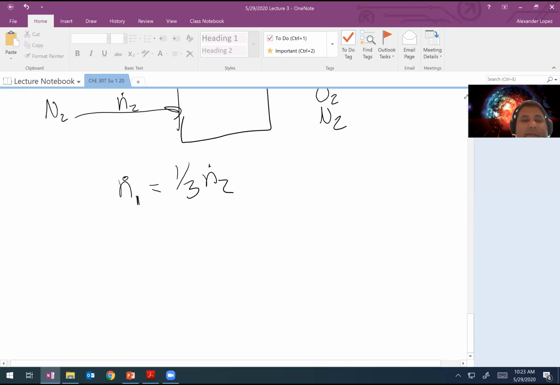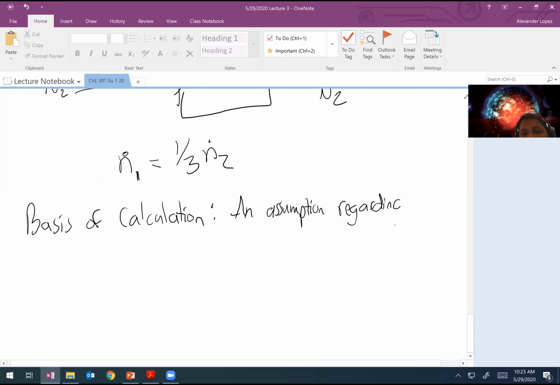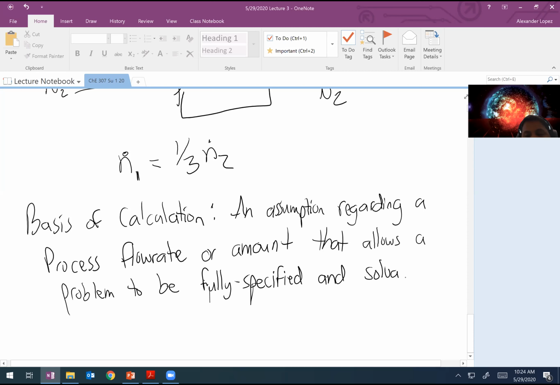So what I can do is take a basis of calculation, which is an assumption regarding a process flow rate or amount that allows a problem to be what's considered fully specified and solvable.